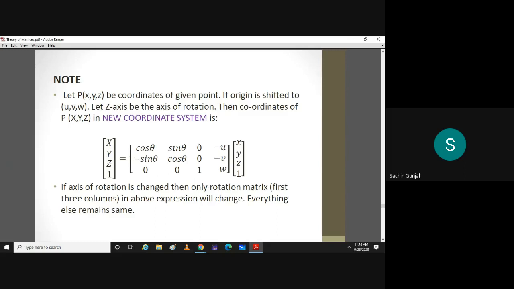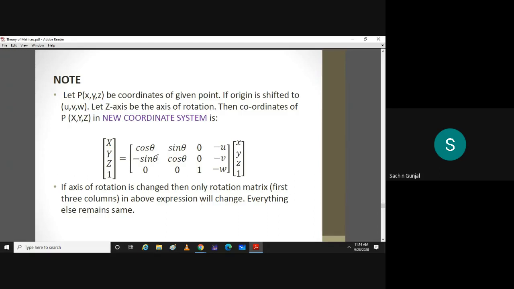Now, if a similar question is asked and the axis of rotation is, say, the x axis, what will you do? What will be the changes? Can you tell me? So it will be 1, 0, 0, minus u. Yes, the only change is in the rotation matrix. This minus u, minus v, minus w will remain the same. This rotation matrix is the rotation about x axis, and only this matrix will change.